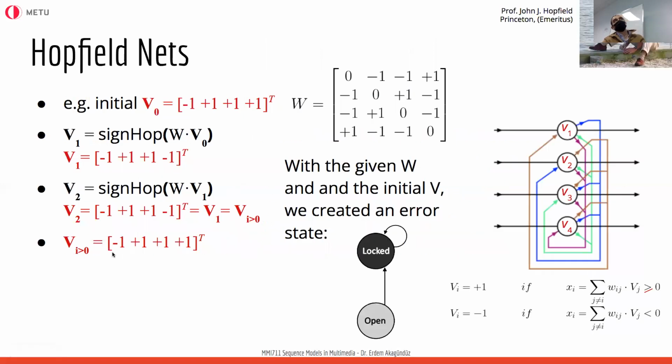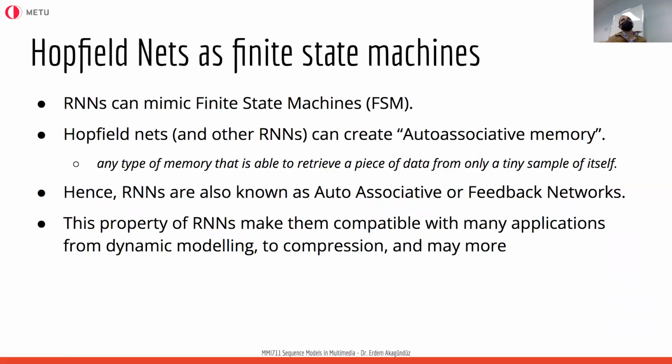This was the value that we were trying to get, and with a noisy version of it, we ended up at that value. So this is the basic function of an auto-associative memory. RNNs are also known as auto-associative feedback networks. This property of RNNs makes them compatible with many applications, from dynamic modeling to compression and many more.